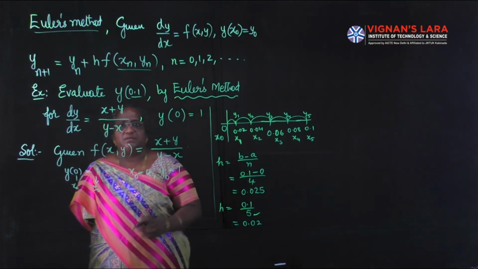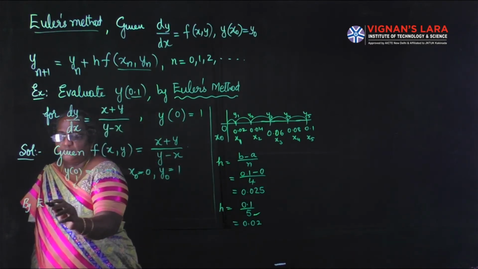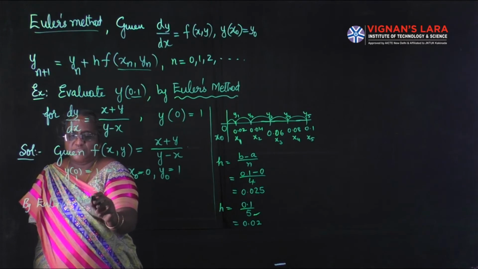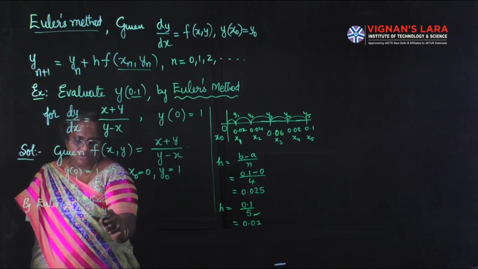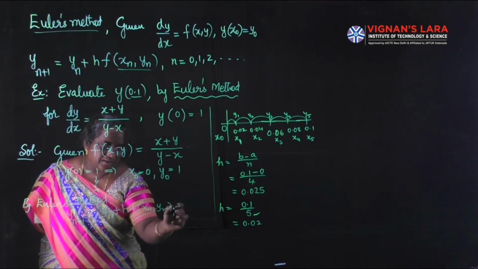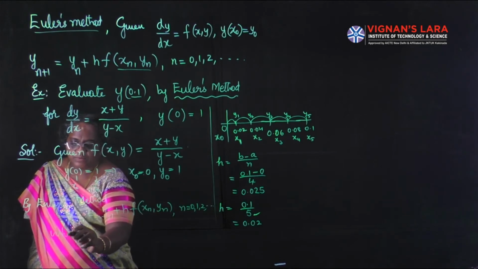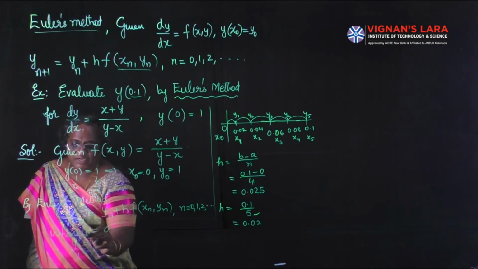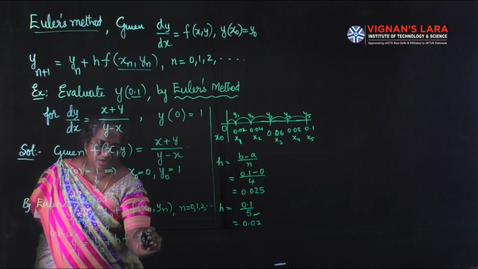So now you will apply Euler's formula. For writing the formula, you will be given marks. By Euler's method, y(n+1) is equal to yn plus h into f of (xn, yn), n is equal to 0, 1, 2, and so on. Now, when n is equal to 0, what is y1? y1 is y0 plus h into f of (x0, y0).